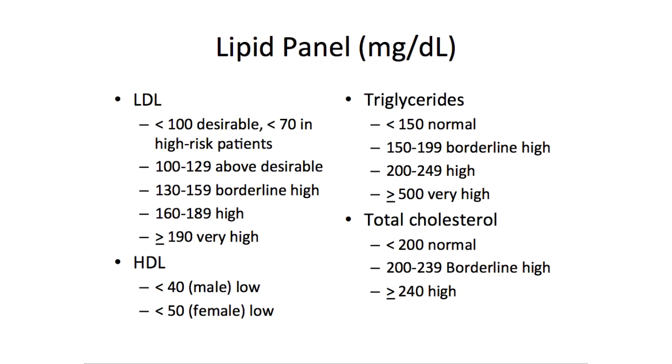The lipid panel is key in guiding antihyperlipidemic therapy. It's important to be familiar with these laboratory ranges. An LDL of less than 100 is desirable, and less than 70 in a high-risk patient. An HDL of less than 40 in a male is considered low, and less than 50 in a female is considered low. Triglycerides should normally be less than 150, and total cholesterol should be less than 200.